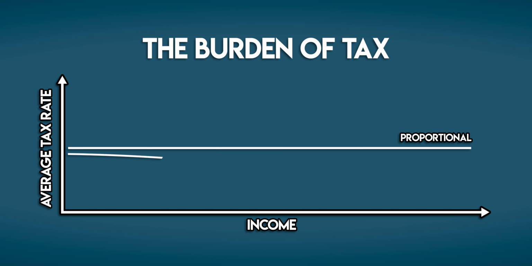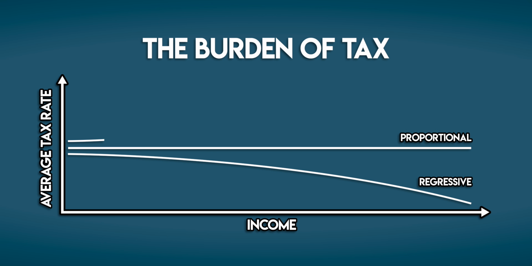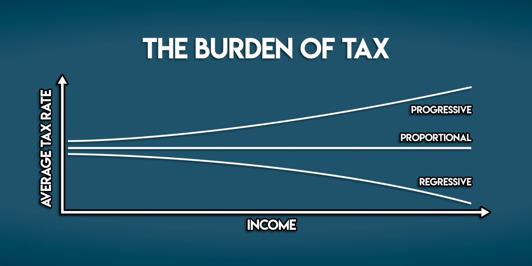A regressive tax hits people with lower incomes harder. As your income increases, your average tax rate goes down. And the burden of a progressive tax lands on people with higher incomes. So as your income increases, your average tax rate goes up.